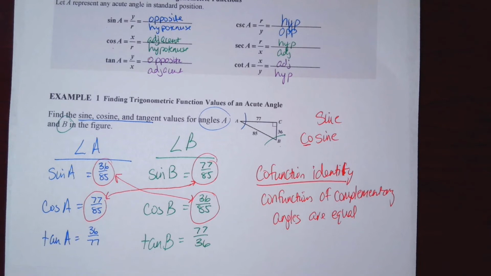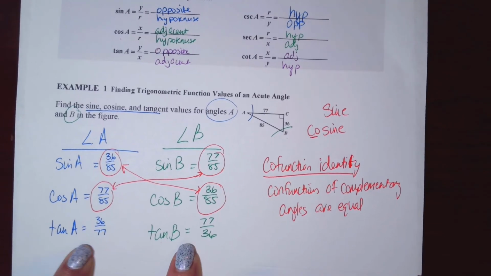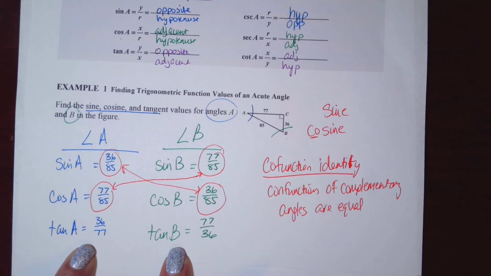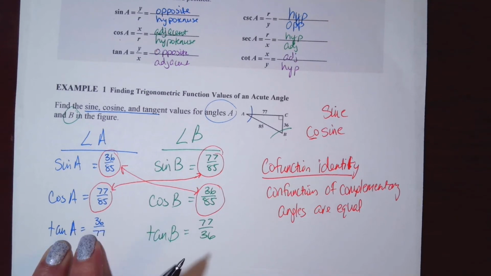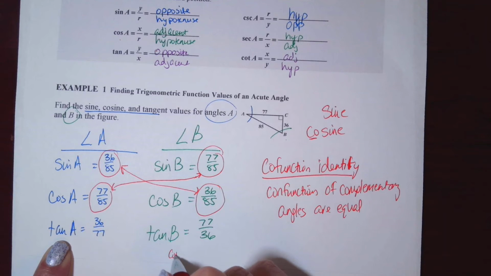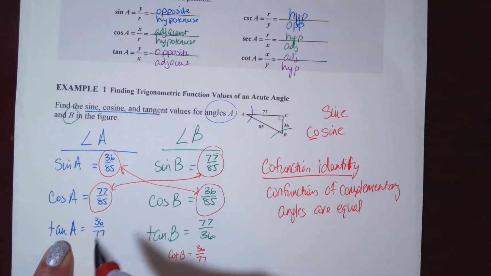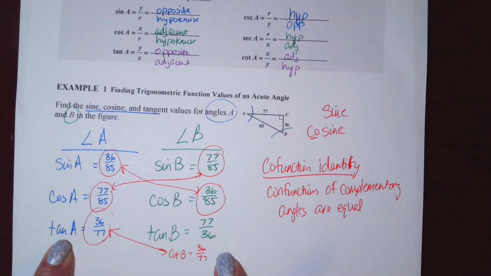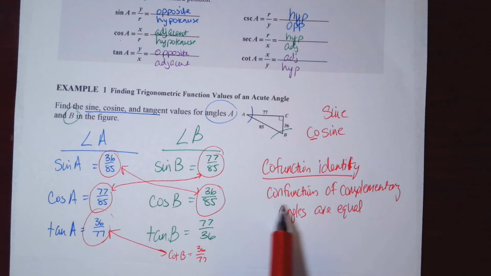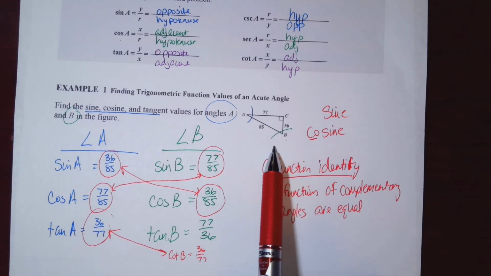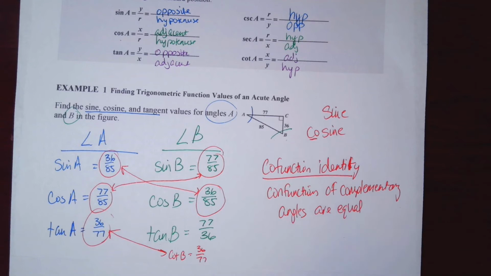Cofunctions of complementary angles are equal. Sine and cosine are cofunctions. Now, tangent and cotangent are reciprocals of each other. This tangent function value is going to be equal to the cotangent function for B, because they are cofunctions of complementary angles. Cofunction identity: the cofunctions of complementary angles are equal. So anytime I have a right triangle, the other two angles, not the right angle, are complementary because they have to add to 90 degrees, and we get to apply our cofunction identity.